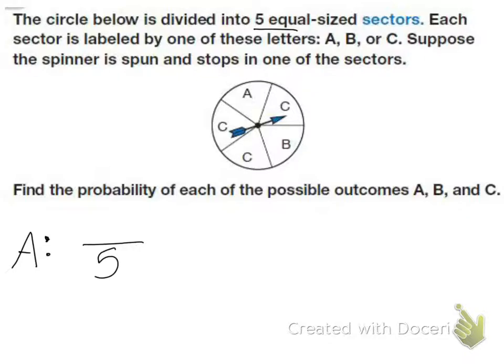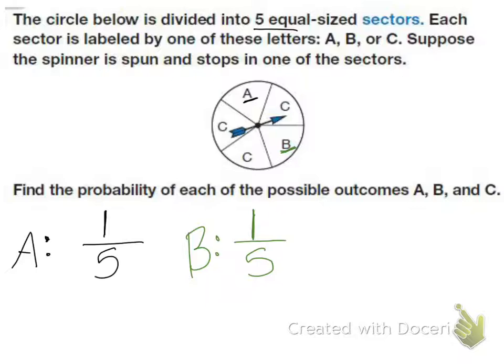So how many sectors are labeled A? Well, only one is. So that means for it to land on A, it has a 1/5 chance. Okay, well, what about B? Again, the denominator will be 5. And I only have one B. So the probability it will land on B is 1/5.